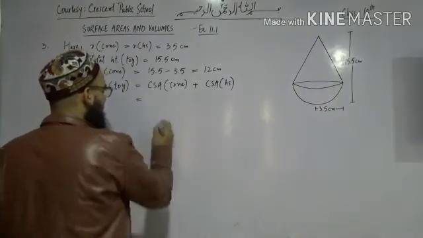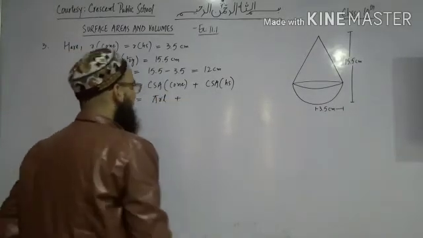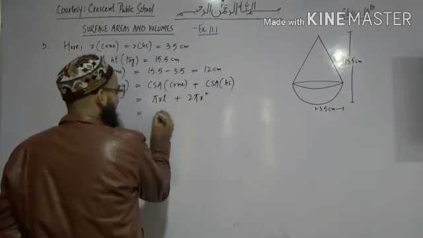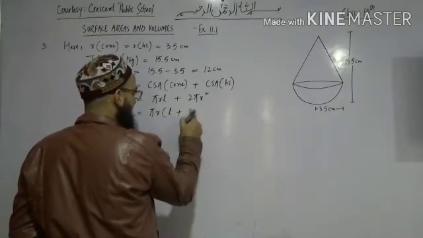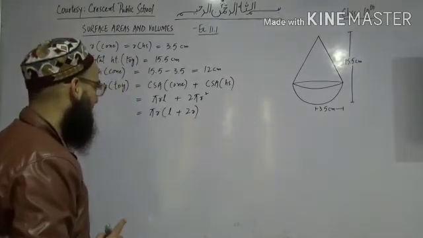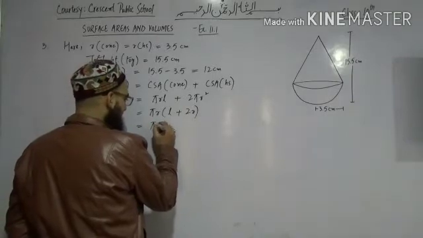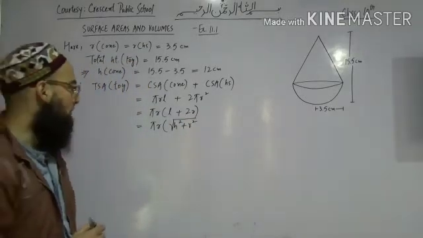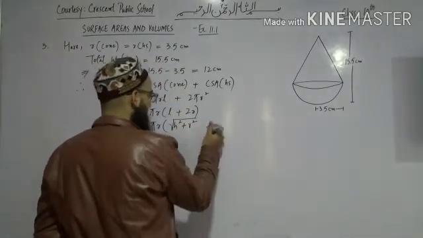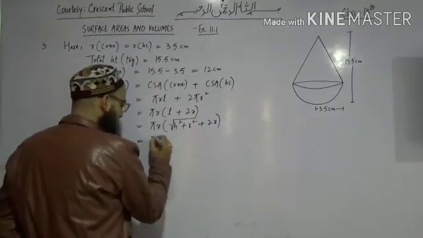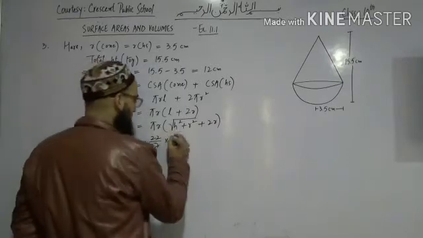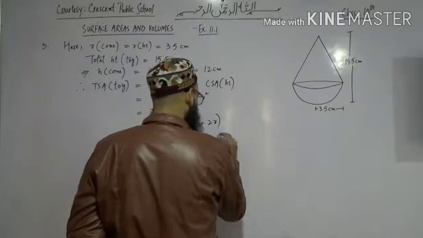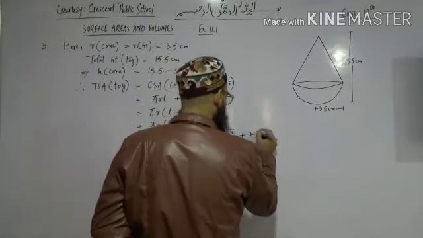Now you know the formula for the curved surface area of a cone, it's pi r l, plus the curved surface area of the hemisphere, which is 2 pi r square. The radius is the same, so you can take pi r common, which gets you l plus 2r. Then l, the slant height of the cone, is the square root of h square plus r square. You can refer to the introduction part for this. So it's pi r times the square root of h square plus r square, plus 2r. Now put the values: 22 by 7 times r, which is 3.5, times the root of 12 square plus 3.5 square, plus 2 times 3.5.